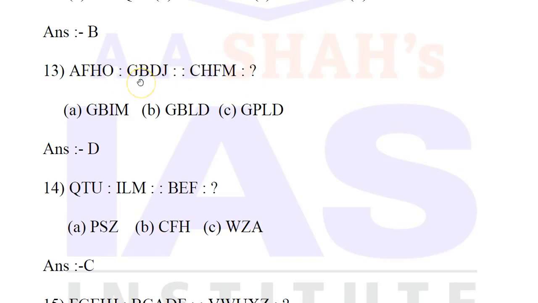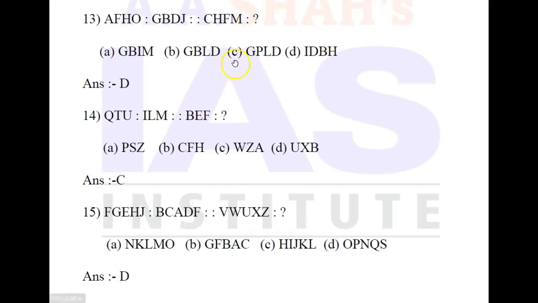G plus 2 would be I. Same way, G plus 2 is I here. Now B plus 2 would be D, and B minus 2 would be B, and J minus 2 would be H. So now this is a series of plus 2, minus 2, and minus 2. That's why your correct answer is the D option, IDBH.